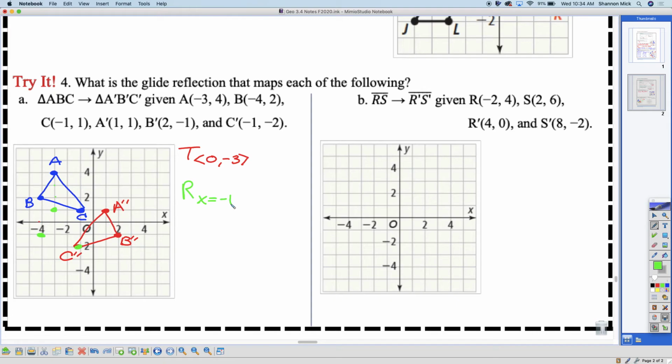So my composition then would look like what? How would I write it? You would go T, the translation first, right? The circle, composed of R, X equals -1, then your parentheses with the triangle A, B, C. You're done.